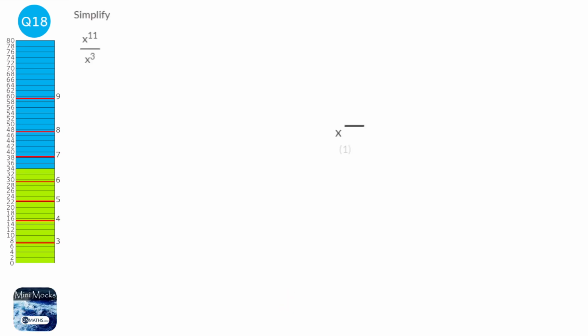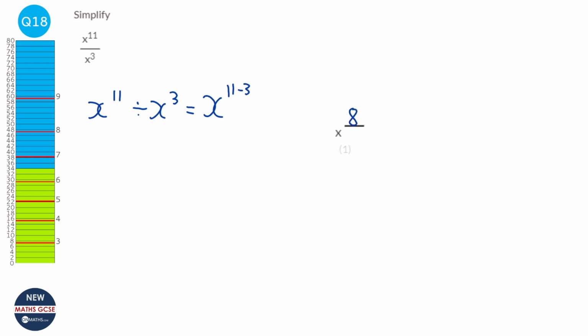When you have a fraction, it's just a fancy way of showing a divide. So this is x to the power of 11 divided by x to the power of 3. And indices rules say that when you divide two powers with the same base, you subtract the powers. So it becomes 11 take away 3. 11 take away 3 is 8. So that's x to the power of 8.